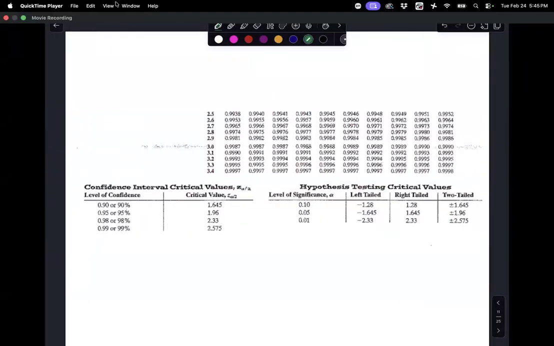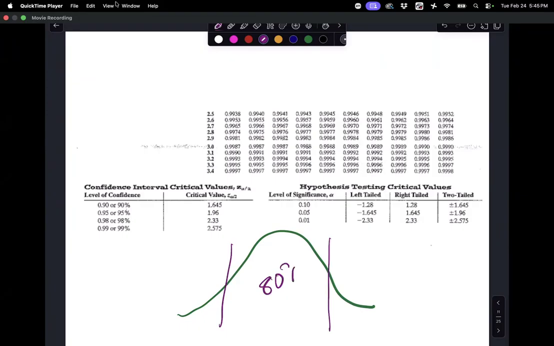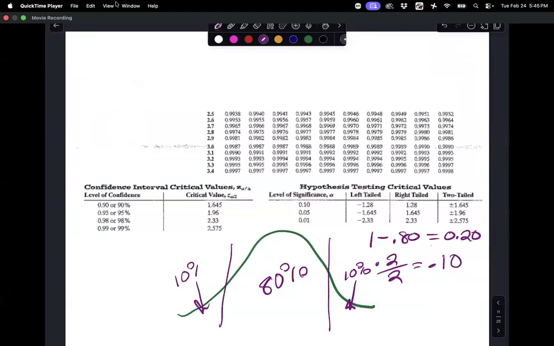All right. So let's say that they gave you 80%. So I'm going to draw this. It's really poorly drawn, but if they give you 80%, then what's left, 1 minus 0.80 equals 20%. And then I divide that by 2. I know you can do this in your head, but this is good for notes. So I have 10% here, and I have 10% down here.